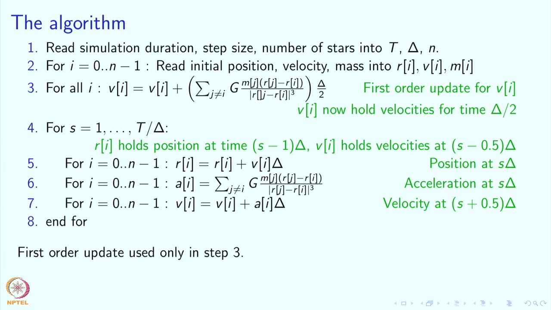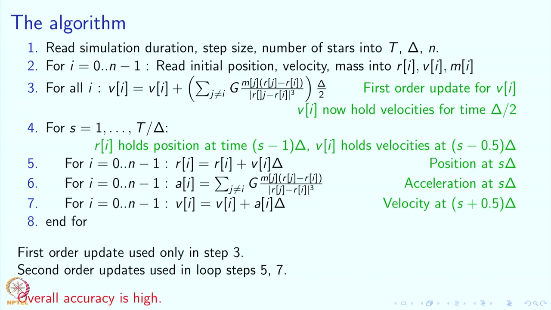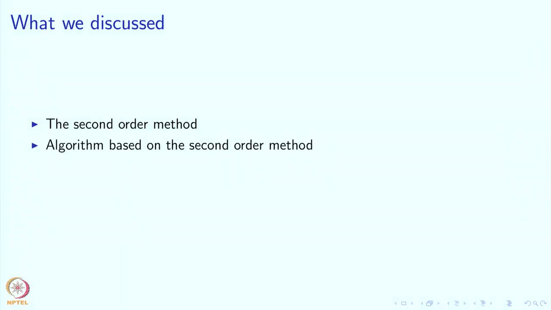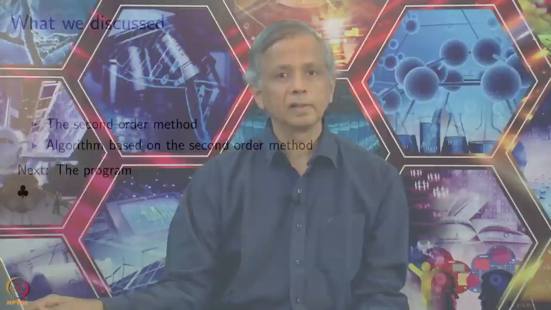As we said earlier, the first order update is used only in this step. Over here and over here we are using second order updates. As a result, the overall accuracy is high. This does turn out to be a good algorithm. So what have we discussed in this segment? We have discussed the second order method, and we have discussed the details of the entire algorithm based on the second order method. In the next segment, I will show you the program, but we'll take a short break.